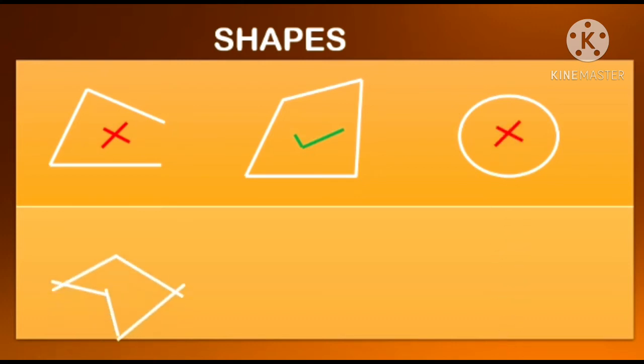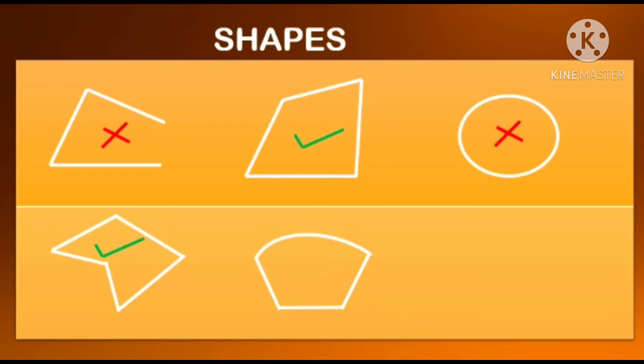See the next shape. Is it a polygon, children? Yes, it is a polygon because we know it has five sides, five vertices and five angles. And it is a two-dimensional closed figure. So it is a polygon. And see the next shape. Is it a polygon, children? No, because one of its sides is not a straight line. It has a curved line. Any shape that includes a curved line is not a polygon. So this is not a polygon.